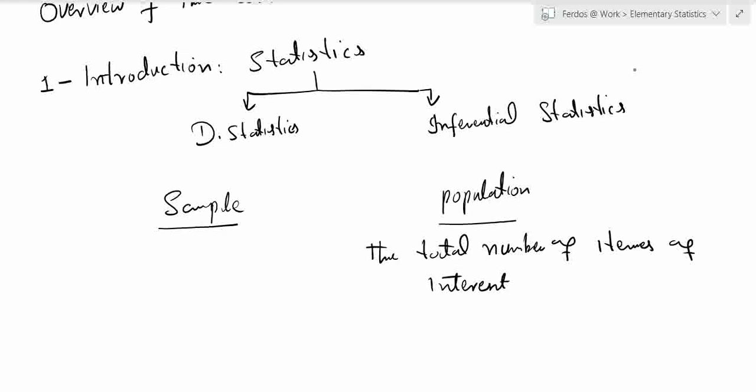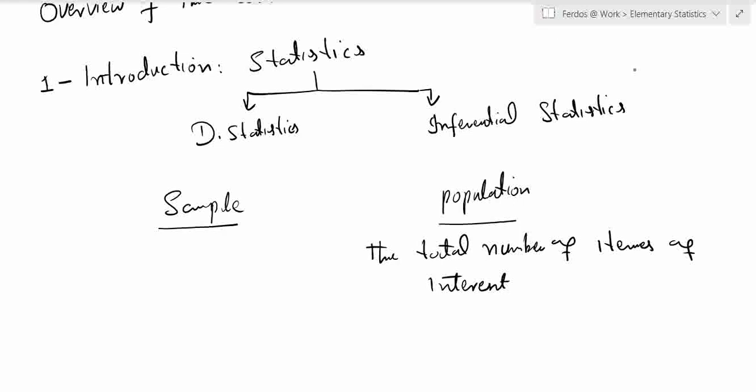This means that suppose you are interested in the average height of the men in Pakistan, then the total number of men in Pakistan is your population. If you are interested in the average CGPA of BE students of business, tourism and hospitality department, then the total number of students who study in this department, like tourism and hospitality management in Pakistan, is your population.